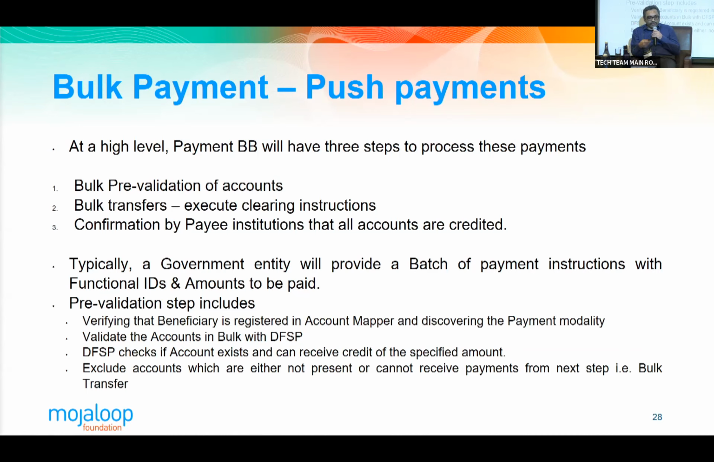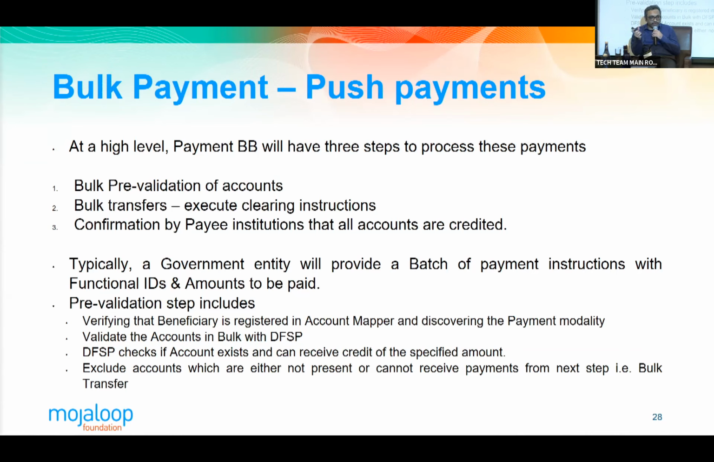So typically, when a government entity provides the batch of payment instructions with the functional IDs and the amounts, this is what they need to provide to this building block. This is the minimum set of information. And we do pre-validation in the sense that within the payments building block, we verify that these functional IDs are registered.